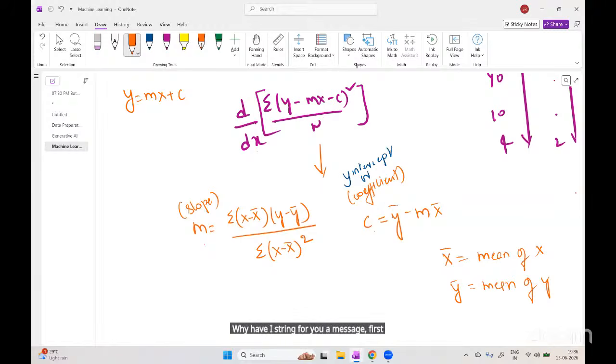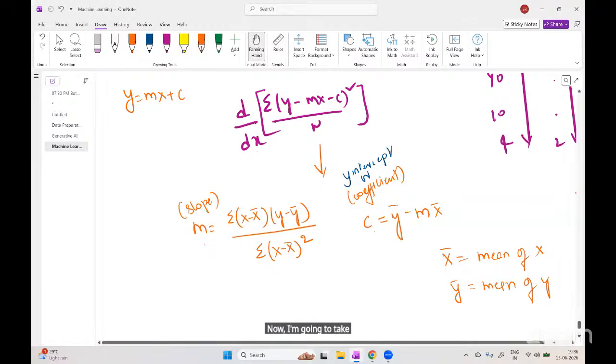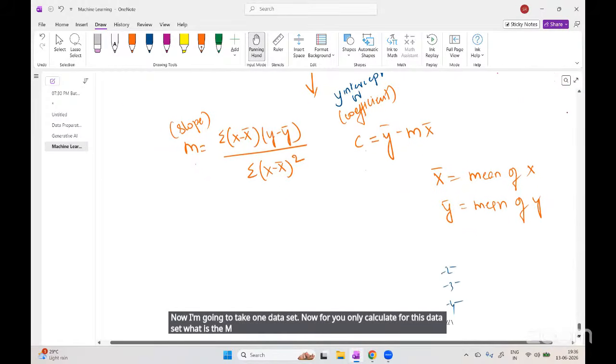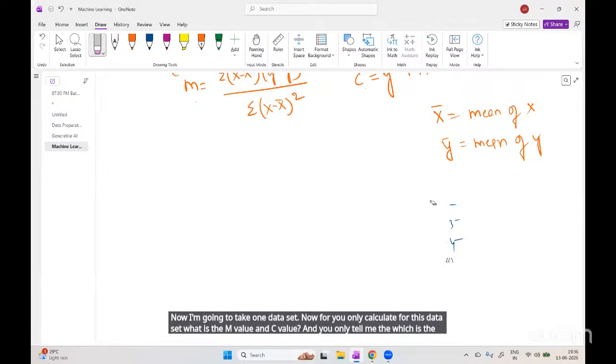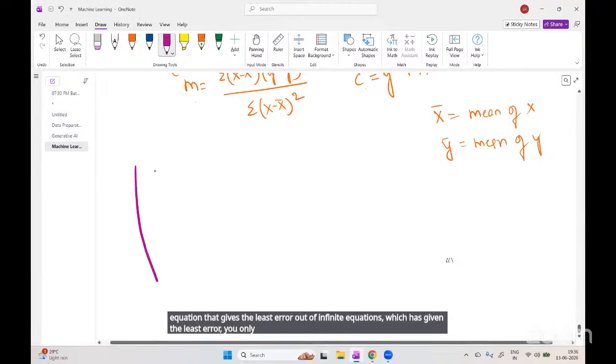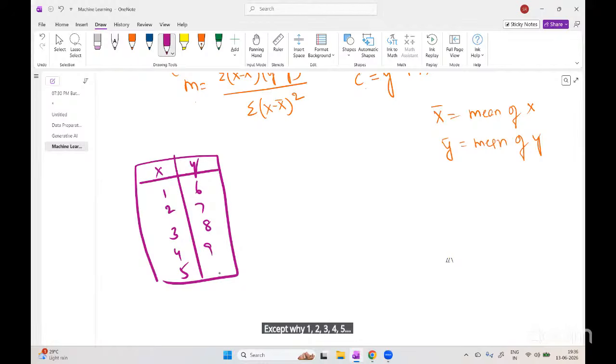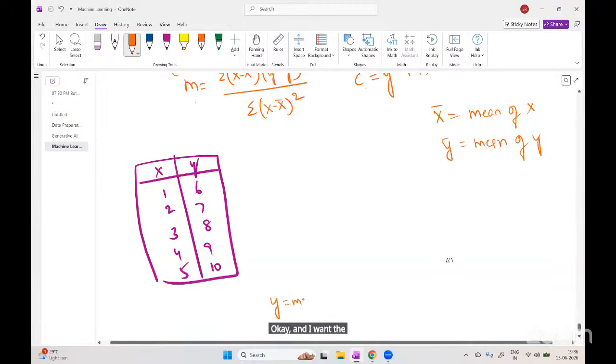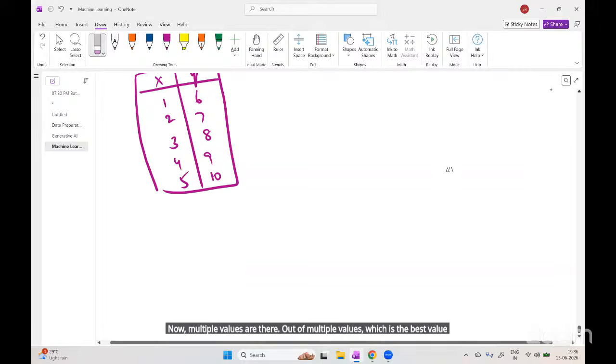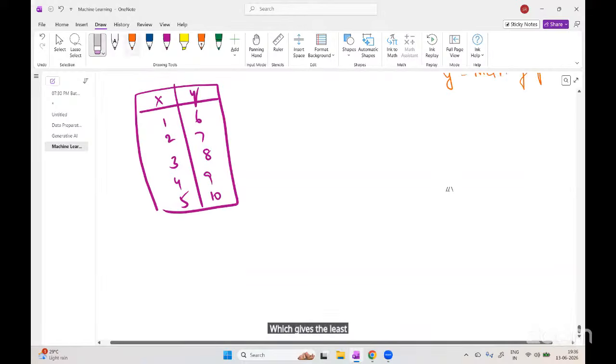This is the reason. Now I'm going to take one data set. For this data set, you calculate the m value and c value, and tell me which is the best equation that gives the least error, out of infinite equations. X: 1, 2, 3, 4, 5. Y: 6, 7, 8, 9, 10. And I want the equation in y is equal to mx plus c format. Now, multiple values are there. Out of multiple values, which is the best value, which gives the least error? Calculate.